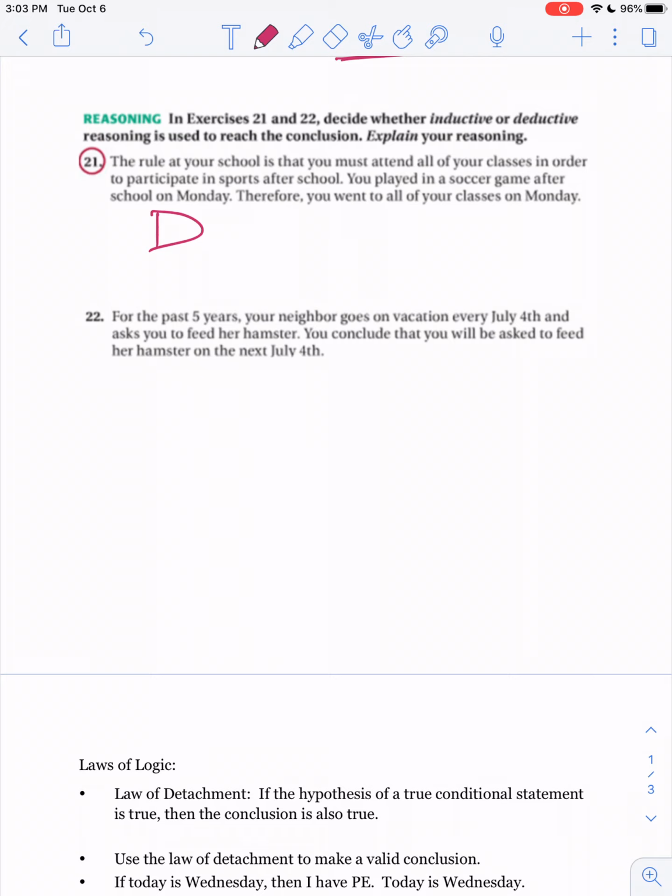For the past 5 years, your neighbor goes on vacation every July 4th and asks you to feed her hamster. You conclude that you will be asked to feed her hamster on the next 4th of July. You're just making an observation. You're observing the pattern. So this is not based on facts, but on observations. So we would call this one inductive reasoning.